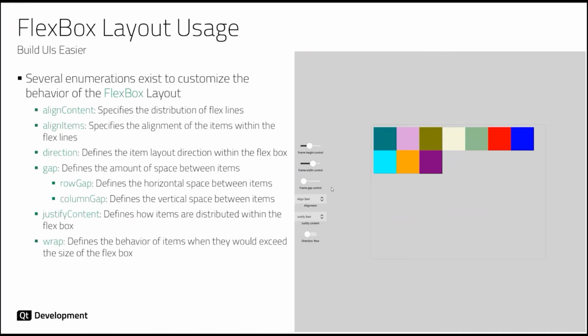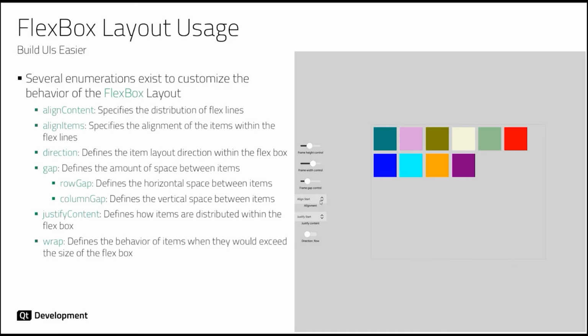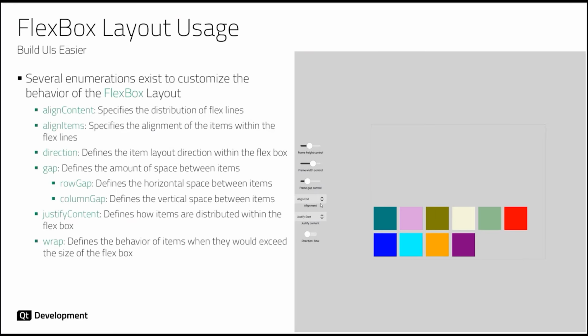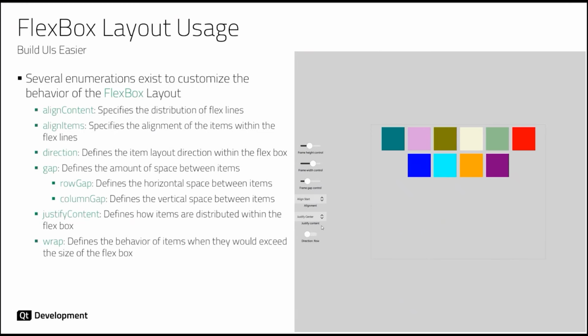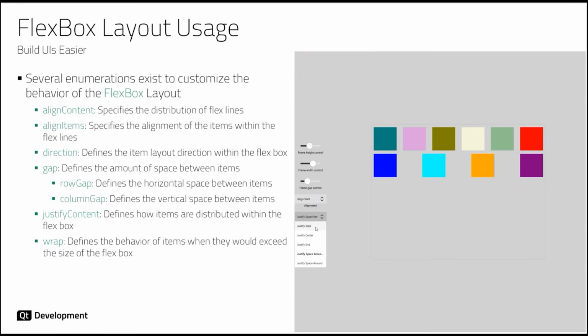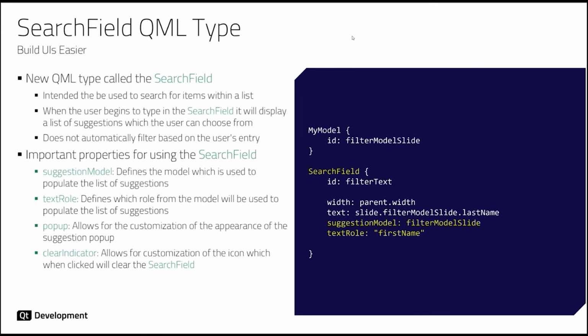We can also do a few more things like control the gap between these items with this slider here and change the alignment and justification of these rectangles as well. And lastly, there is a switch that is able to change the direction of the layout. So that will cover Flexbox layout, which is a new type introduced in 6.10.